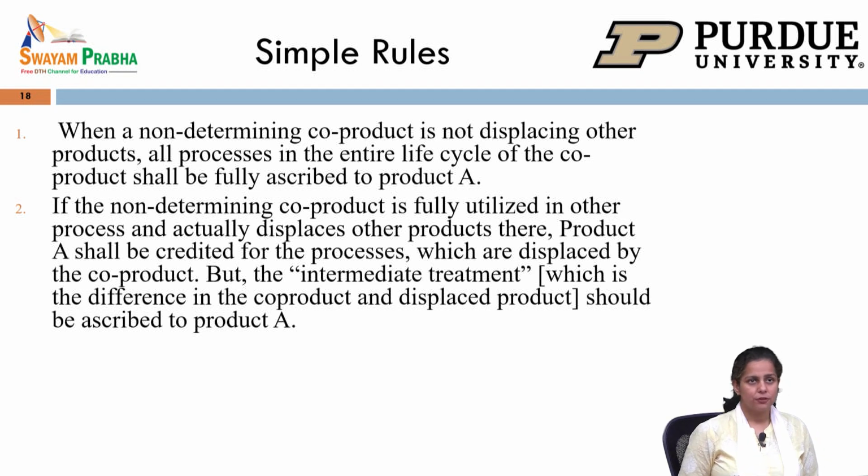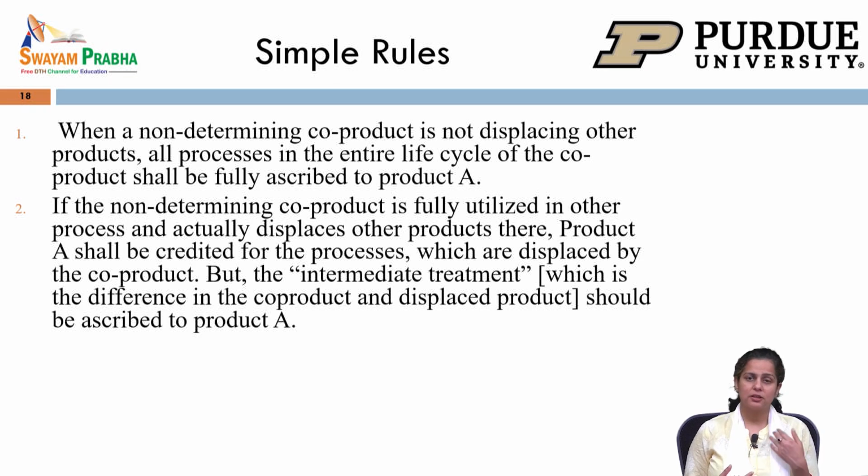Next, if your non-determining product is fully utilized in another process and actually displaces other products there, product A shall be credited for the processes which are displaced by the co-product. But the intermediate treatment, which is the difference between the co-product and the displaced product, should be ascribed to product A. Let us try to understand this point again. Here what it means is that, let us say the co-product, which was co-product B, is now fully utilized in some other process. For example, if we had a cardboard that we were going to discard, and now we are actually recycling it and fully utilizing it in something else, let us say making a paper bag.